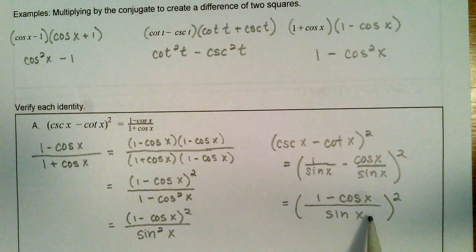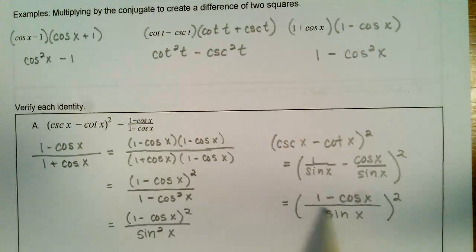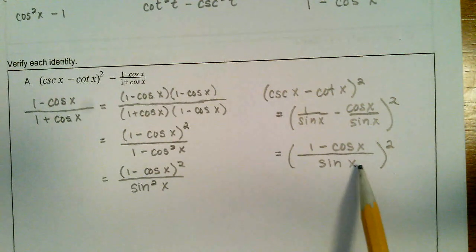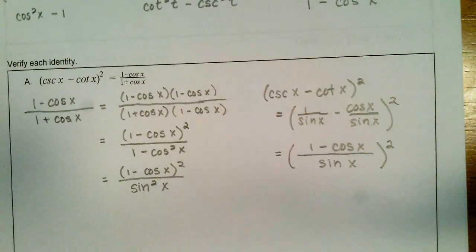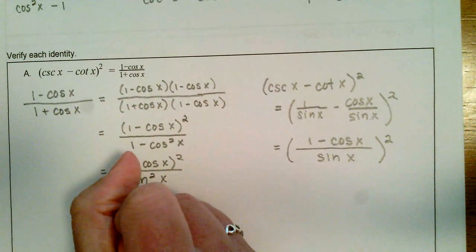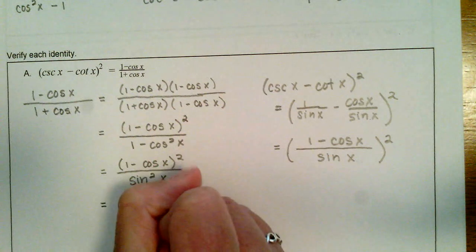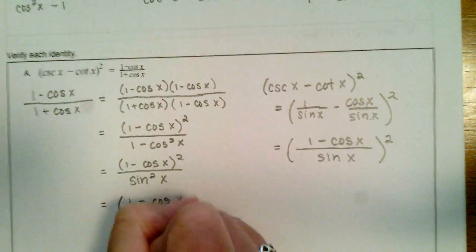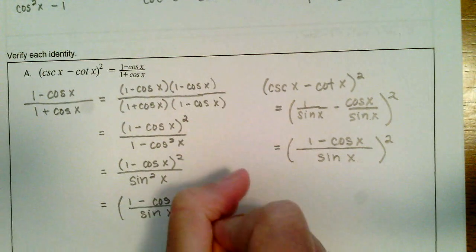But this looks pretty good to me. This is equal to, the numerator would be squared and the denominator would be squared if I used my properties of exponents. So what I am going to do is I am going to rewrite the rest of this under here to finish my verification. So I'm rewriting this step as 1 minus cosine x over sine x. That whole quantity was squared.